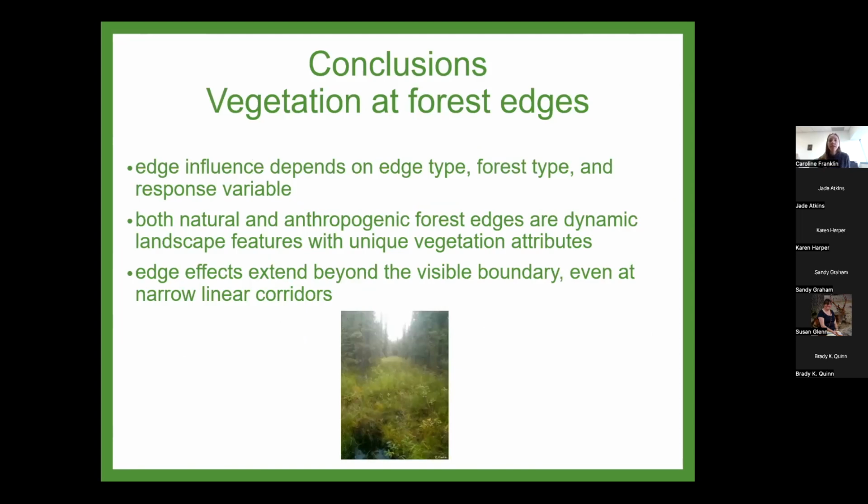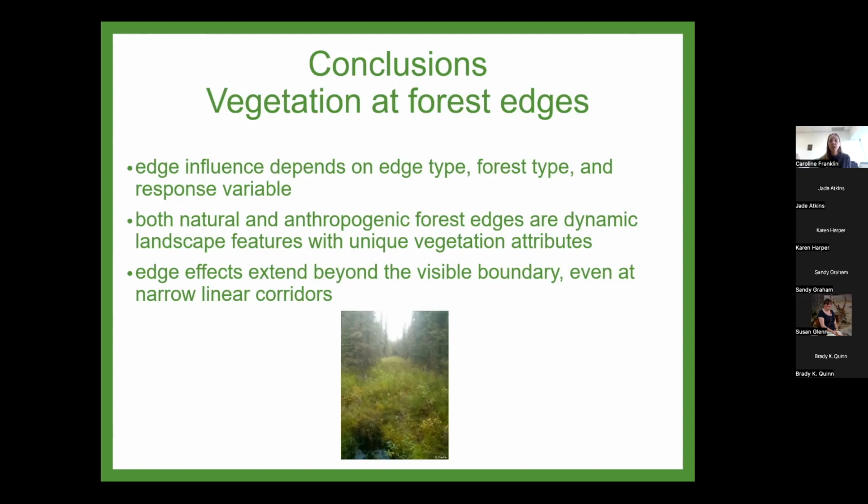And when we consider the vegetation at forest edges, we knew this before, but our study really confirmed that edge influence really depends on edge type, the forest type, and the response variable. So both natural and anthropogenic forest edges are dynamic landscape features with unique vegetation attributes. And these edge effects really extend beyond the visible boundary of the forest edge, even at these very, very narrow linear corridors. So that's something to consider when we're thinking about forest management.